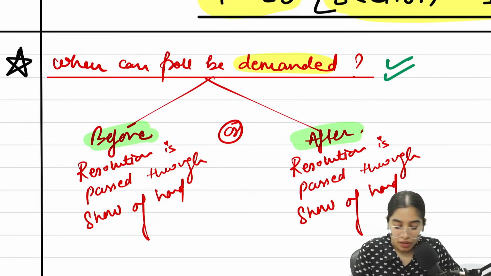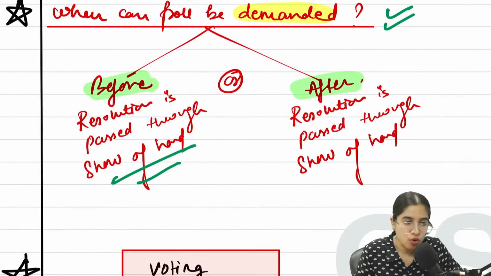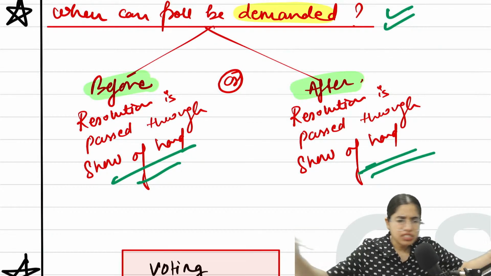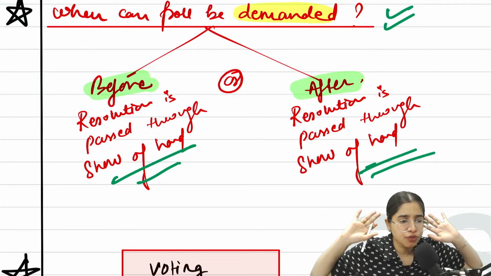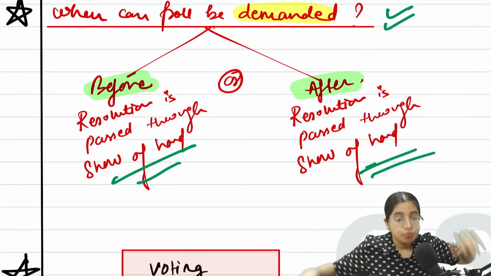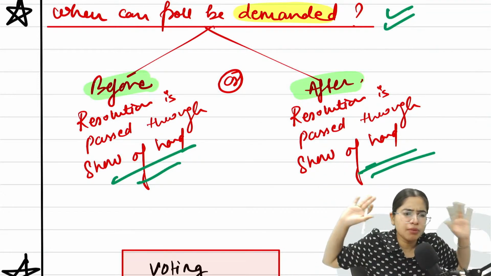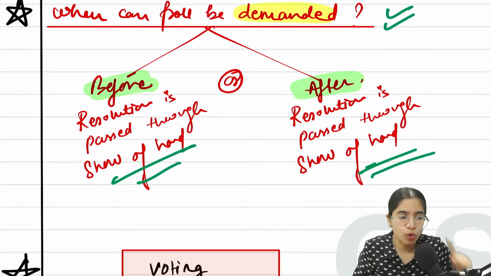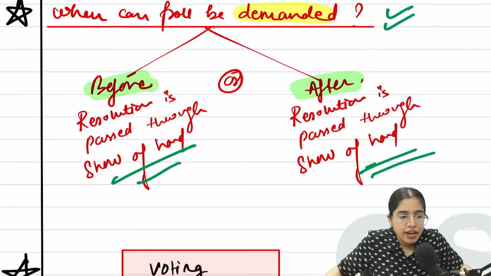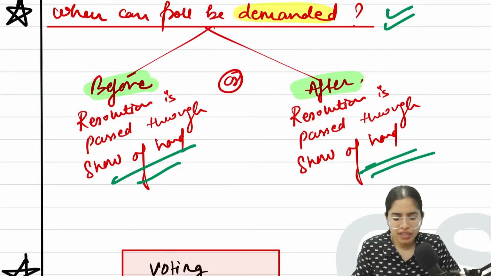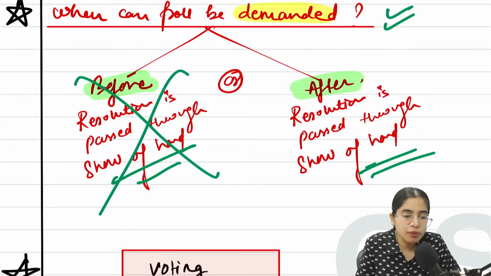A poll can be demanded before the resolution is passed through show of hand or even after the resolution is passed through show of hand. Let's say everybody has gathered for the meeting and we are about to start, and for passing the resolution, before show of hand could be done, everybody said no, we don't want show of hand, we want voting by poll. If they are demanding a poll even before show of hand, can they demand? Yes, they can directly demand a poll. In that case, show of hand will not be done.